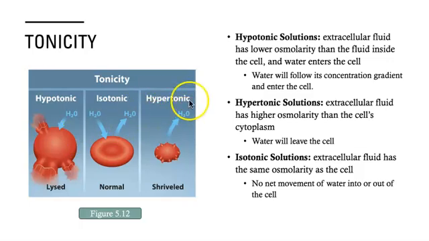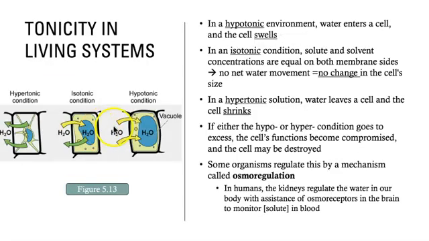Whereas with hypertonic solutions, this is when we see that the extracellular fluid has a higher osmolarity than the cell's cytoplasm inside of the cell. So water is going to want to move out of the cell, and this will cause it to shrivel. Then we've got our isotonic solutions, and this is when our extracellular fluid has the same osmolarity as the inside of the cell. So there really is no net movement, or if there is, it's an even movement in and out of the cell. So let's think about this in living systems.